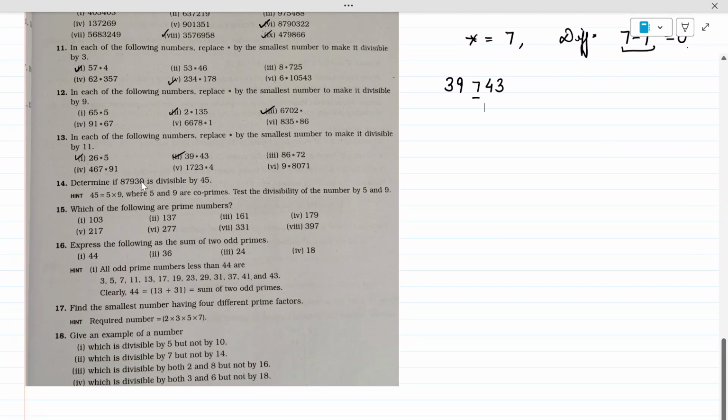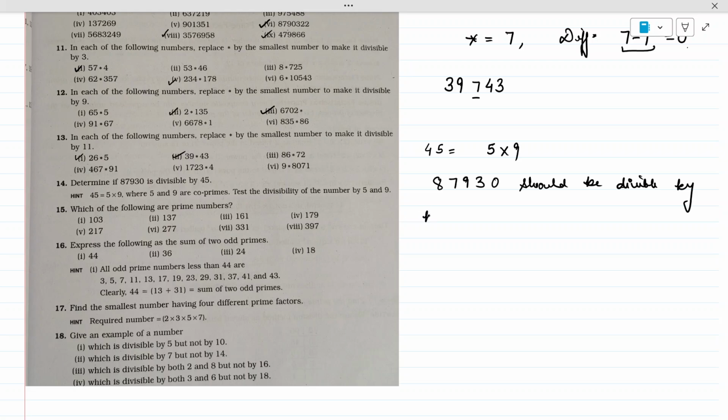Next question is determine if this number is divisible by 45. So kids, I'm leaving this question to you. This is very easy. We have 45. So what we can do here is we can write this 45 as 5 into 9, right? So how can we check that this number is divisible by 45? We have to check that the given number 87930 should be divisible by both 5 and 9. If it is divisible by both 5 and 9, then it is divisible by their product also.